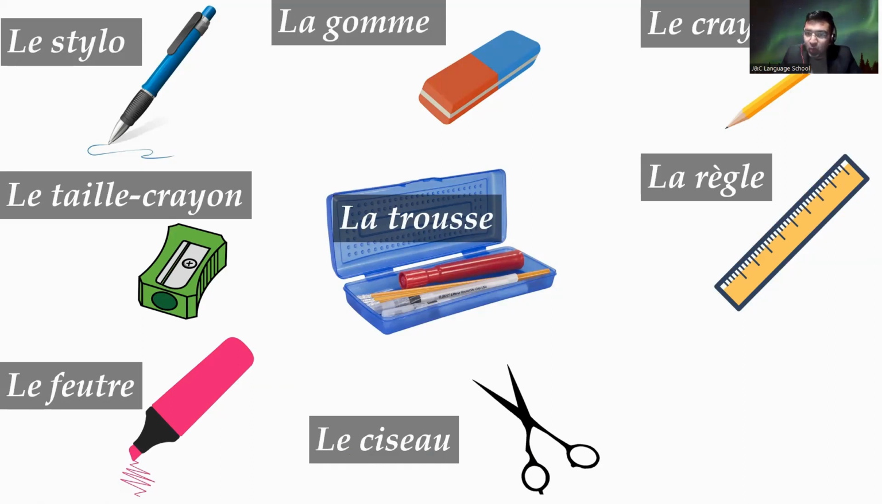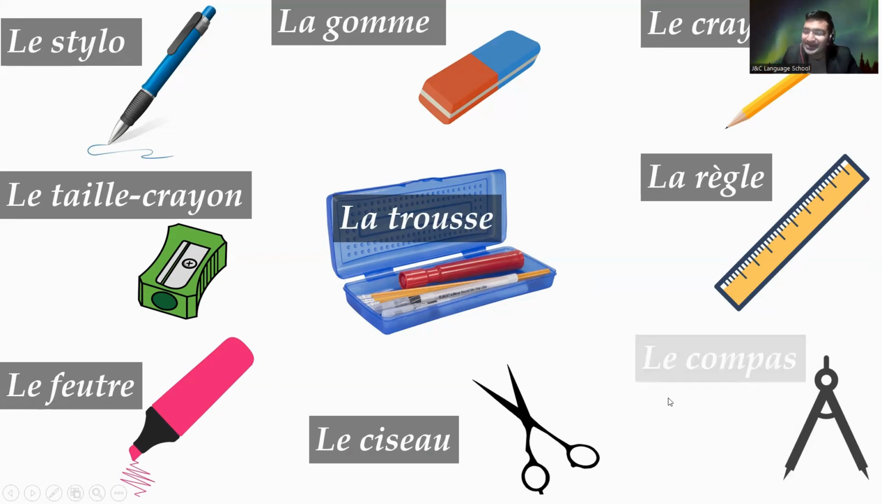Le ciseau. The S is between two vowels, so we have to change the sound of S to Z. EAU will give the sound of O. So, scissor in French will be pronounced as le ciseau. And you will say compass in French simply as le compas. The S in the end is again for decoration.